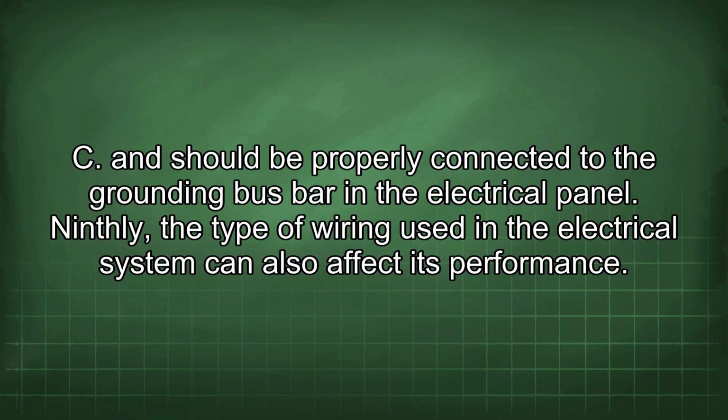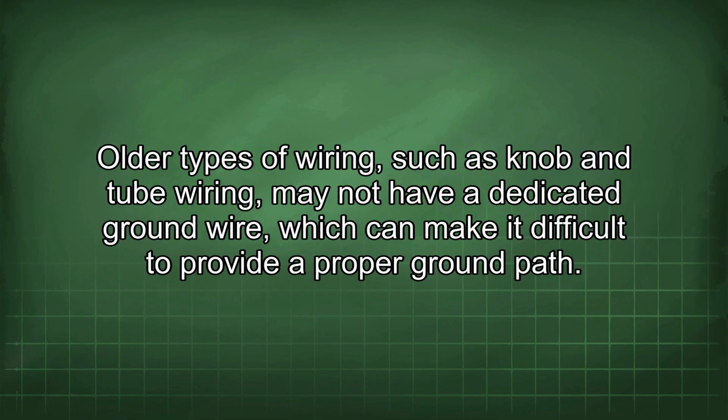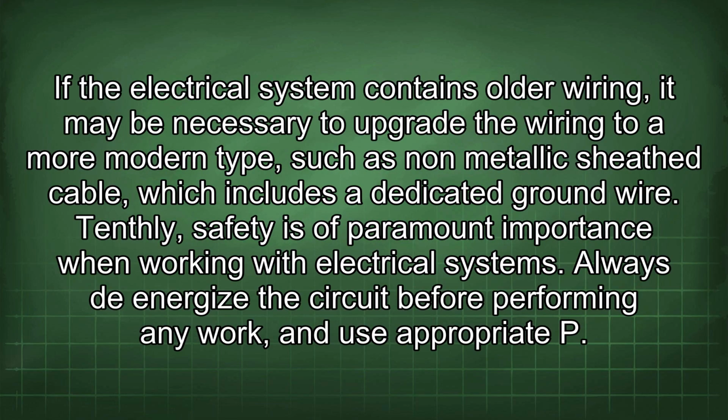Ninthly, the type of wiring used in the electrical system can also affect its performance. Older types of wiring, such as knob and tube wiring, may not have a dedicated ground wire, which can make it difficult to provide a proper ground path. If the electrical system contains older wiring, it may be necessary to upgrade the wiring to a more modern type, such as non-metallic sheath cable, which includes a dedicated ground wire.